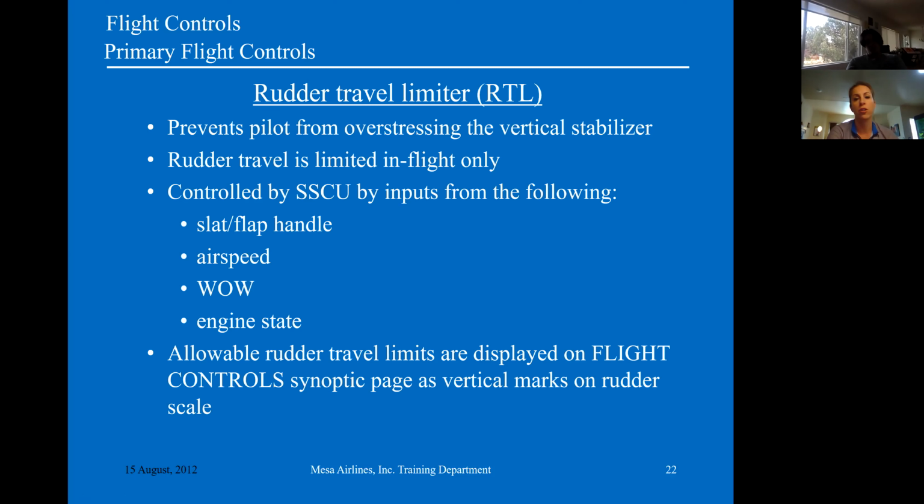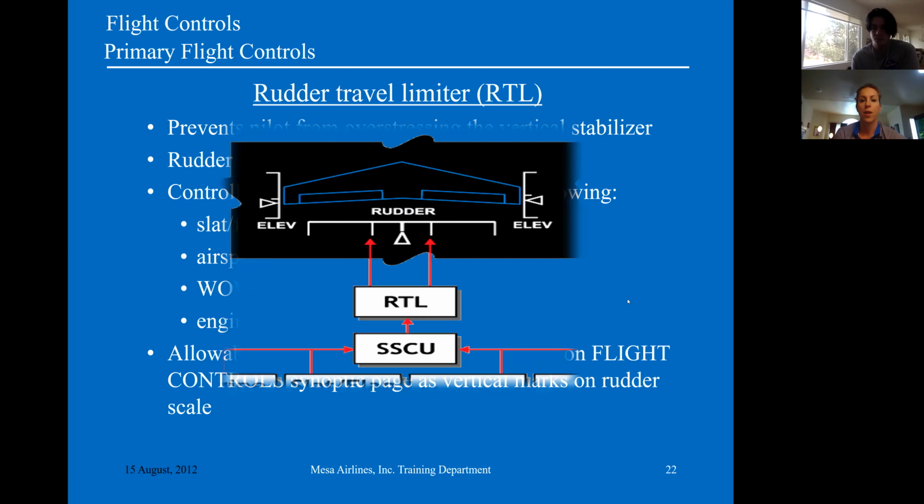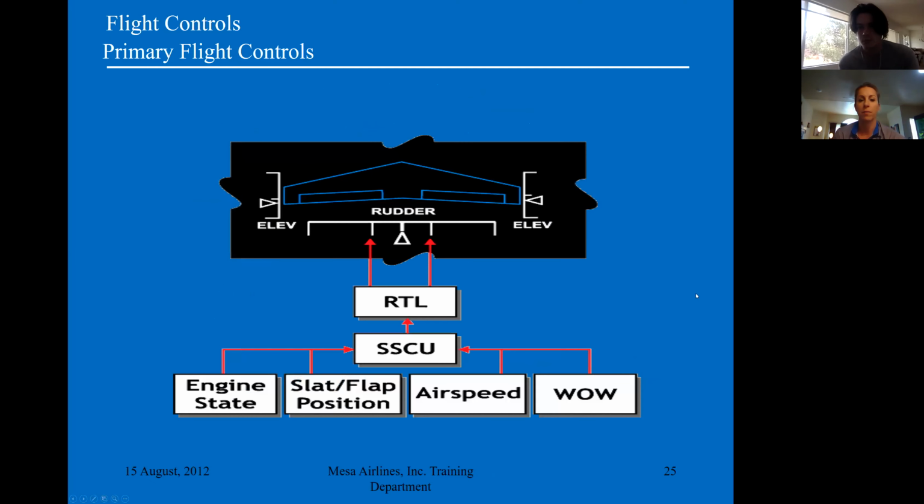RTLs, we like rudder travel limiters because we basically don't want to over stress the vertical stab. You don't want to tail strike. So it knows where your flap handle is. It knows what your airspeed is. If you're on the ground, the engine state, things like that. And it will basically limit your rudder so you don't pull the rudder off the airplane.